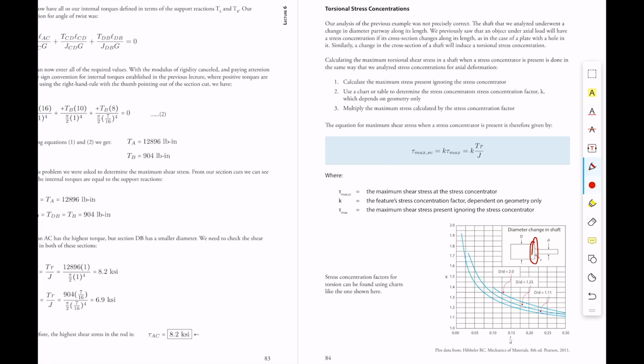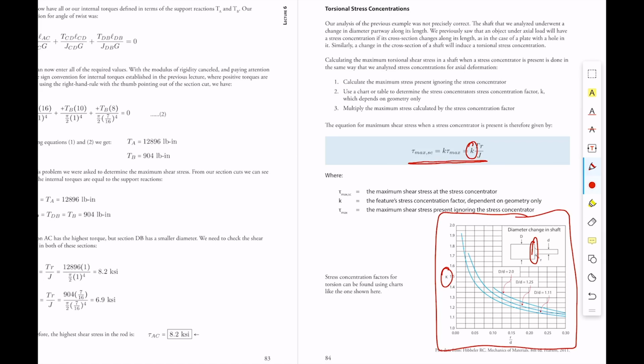And we handle those in exactly the same way as we did for normal stress due to a normal force. You simply calculate what your maximum shear stress would have been ignoring the stress concentration, and then multiply by a stress concentration factor K, which you get from a table like this one here. And again, the value of K is read off the y-axis and depends only on the geometry of the object that you're dealing with. So we're not going to deal with stress concentrations in torsion in any of our problems.